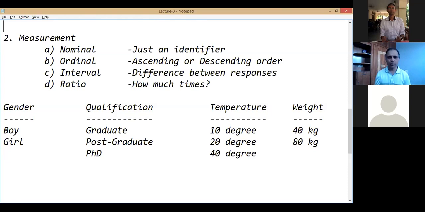Please look. One, I will ask you a certain question. Second, you will reply to me something. From that reply, what I can infer, this I am calling measurement. So let's take an example. I asked two questions, one is gender, one is qualification. So we need to discuss two concepts parallelly. One is the format of the question, the second is the measurement.